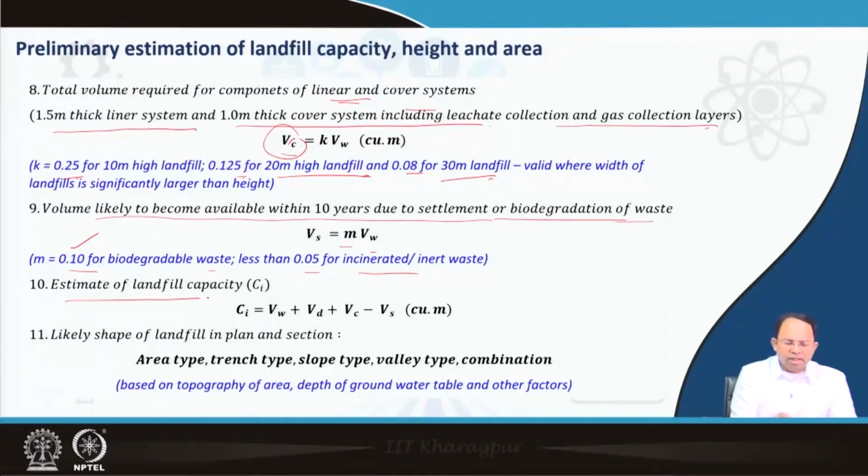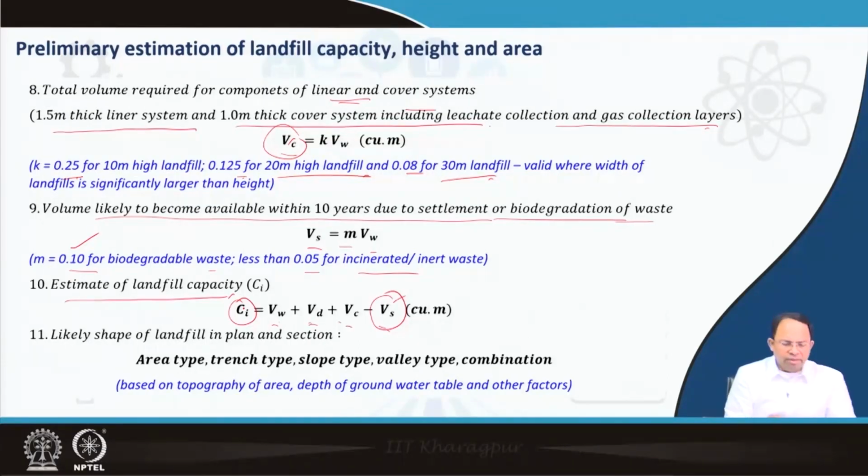So the total estimate of landfill capacity is Ci equal to Vw plus Vd plus Vc minus Vs, right? Vs is the additional volume that is available because of compaction, whereas the others are additions and this is a subtraction. So finally, this is the total volume of landfill, the total landfill capacity that is required. We have not yet estimated the area. It depends on the height, of course.